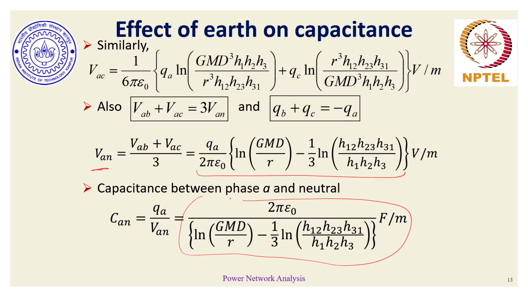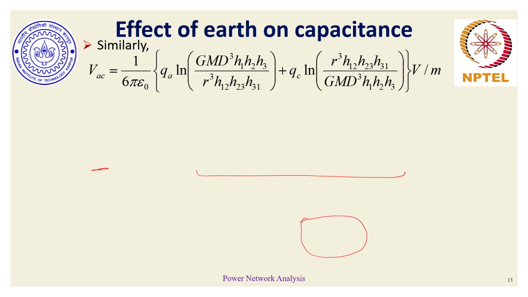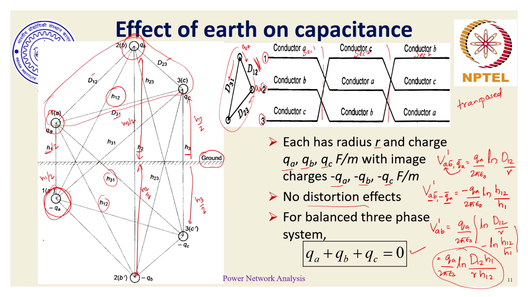Remember, when the effect of earth was not considered, this term was not present at all. Now, with consideration of earth, we have this additional term, and let's focus on this term for a moment. Let's not worry about the negative sign. Let's talk about this ratio for a moment. What do you think? The ratio H12, H23, H31 by H1, H2, H3, is it going to be less than 1 or is it going to be more than 1?